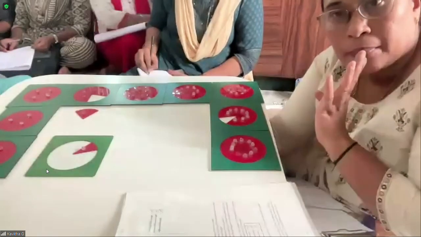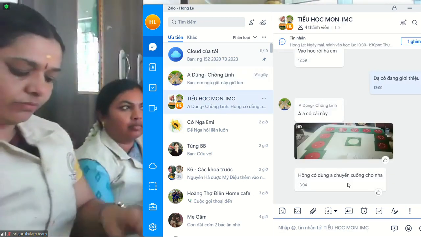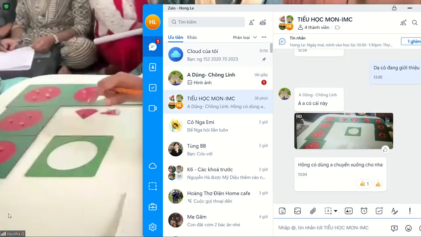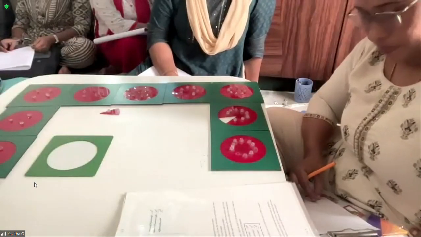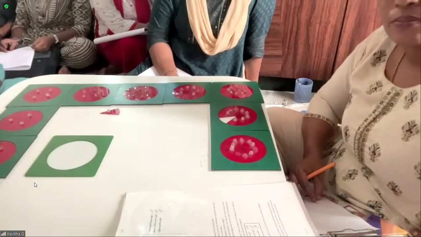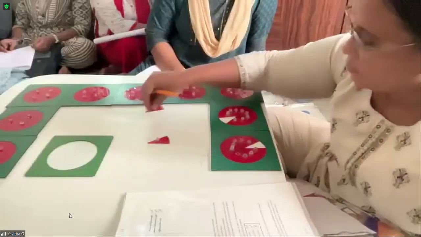Would you like to do one more, or is it clear? Yes. We'll do one. Anybody wants to do one more? Okay, fine. Let's choose. Which insert do you want to choose? You tell me the insert. Yes, 1/10. Okay, 1/10 we have chosen, and what else? 1/3. Choose 1/3. Okay.